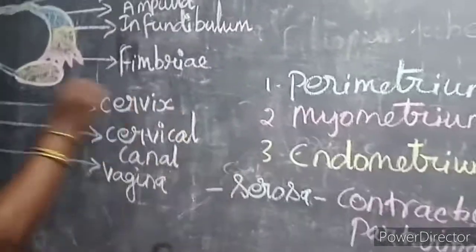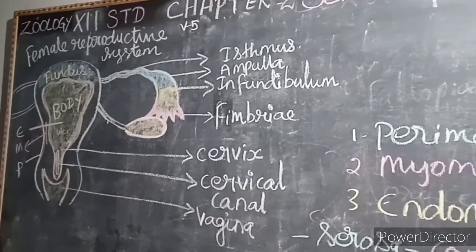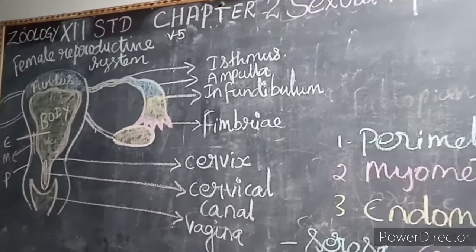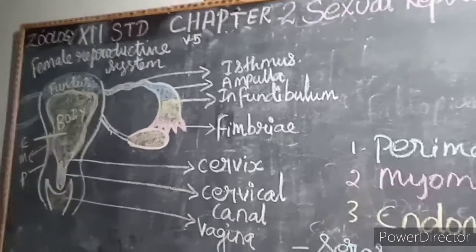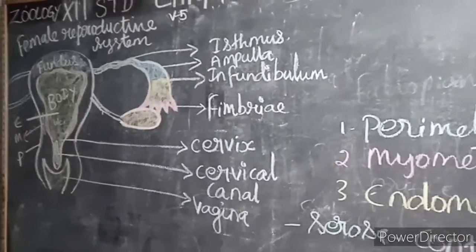The inner endometrium undergoes cyclic changes during the menstrual cycle. So what are the three layers of the uterus? First one is the outer perimetrium, middle myometrium and inner endometrium.